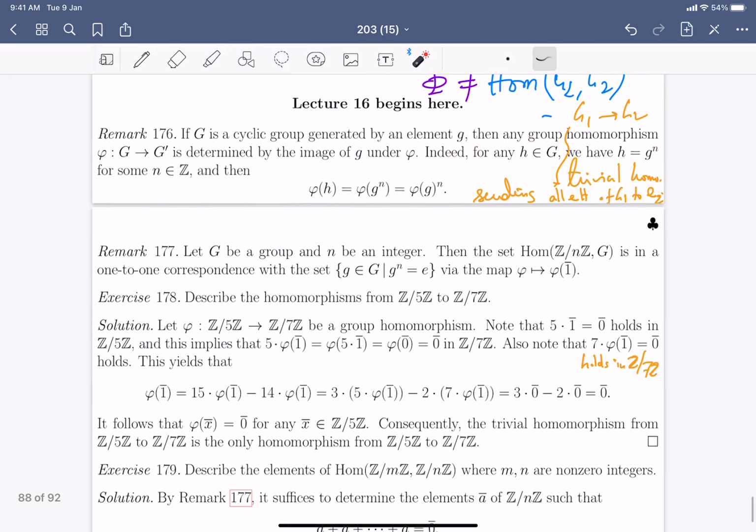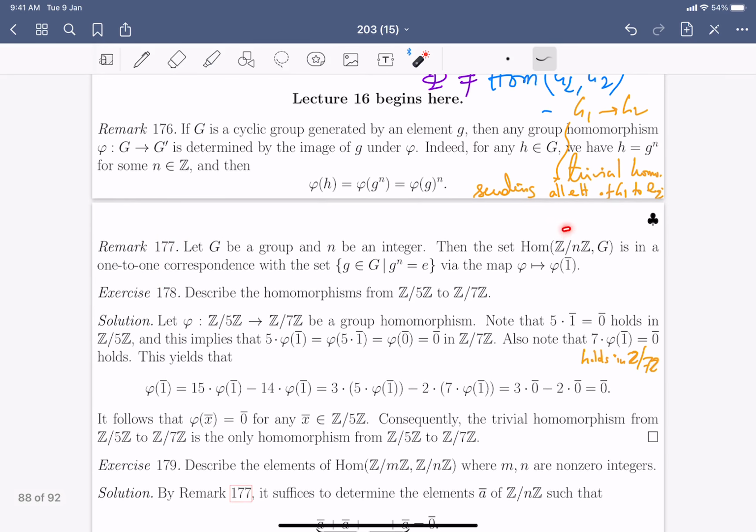Okay, this again follows from what you have just observed, that any map from Z mod mZ to whatever group G that we might be given, this Hom set. In other words, any homomorphism from Z mod nZ to G is determined by, or rather there is a one-to-one correspondence. There are two things together. First is remark 176, and then this remark 177. So for a cyclic group generated by an element, a homomorphism is determined by the image of one specific generator.